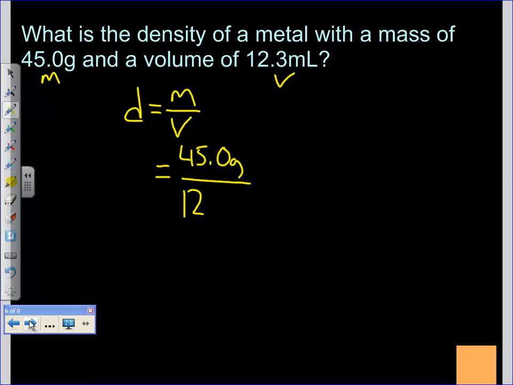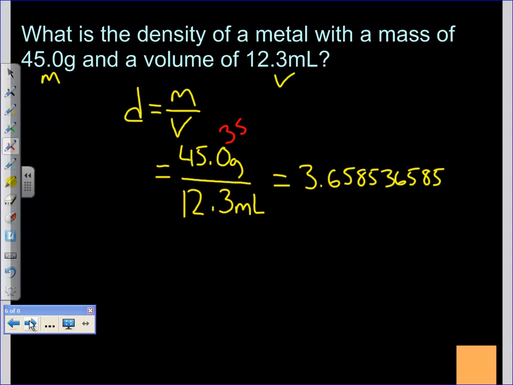45.0 grams over 12.3 milliliters. Then it's a matter of punching it in the calculator. When you punch it in the calculator, you get the usual big, giant, massive number, 3.6585365585. Okay, obviously that's not what we want to write down for our answer, so we go to sig figs.